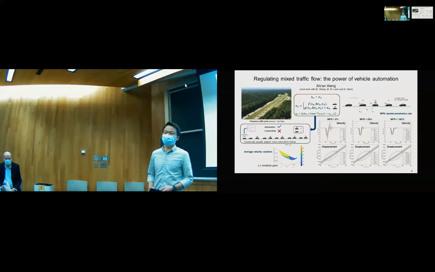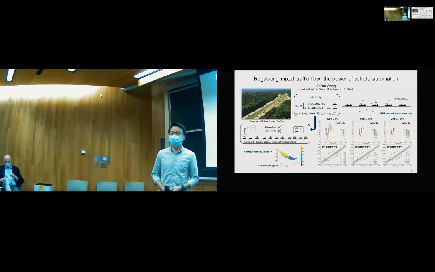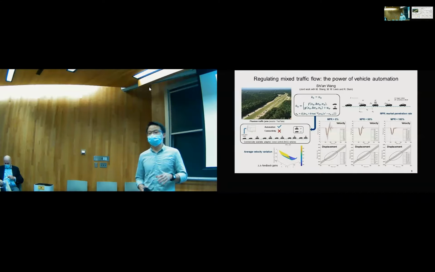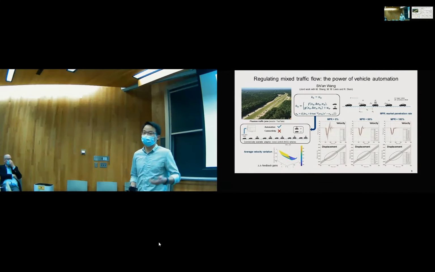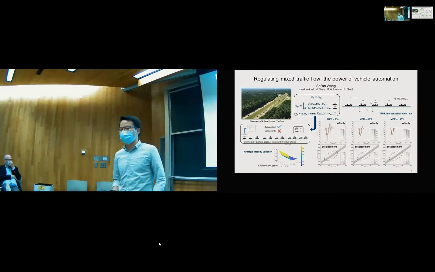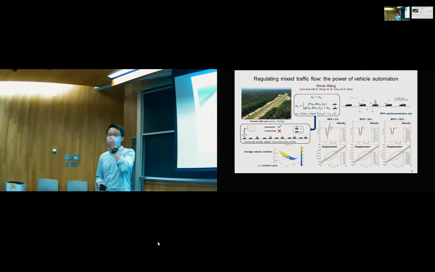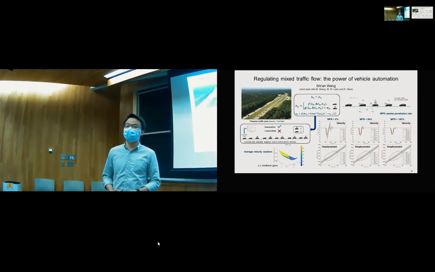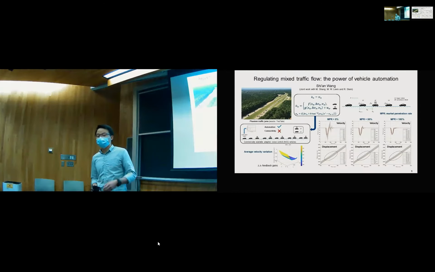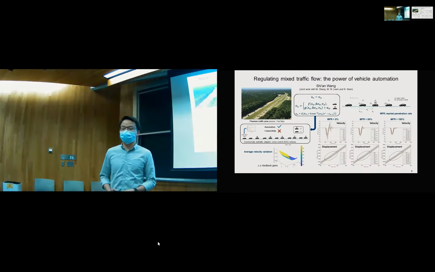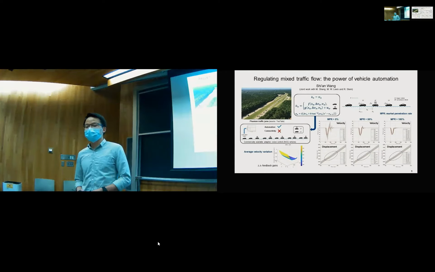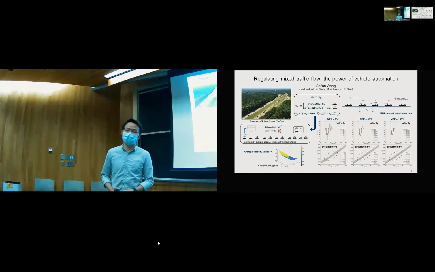Nowadays everybody is talking about connected and automated vehicles. So we are interested in looking at certain ways to control automated vehicles so that this kind of phantom traffic jams can be eliminated or smoothed out. We have been able to design a specific class of controllers for automated vehicles, and we have implemented this in a simulation setting for the so-called adaptive cruise control vehicles.